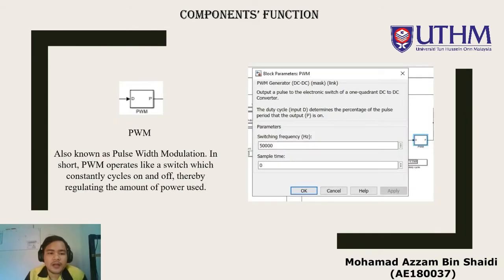Okay, now we have PWM. PWM operates like a switch. The switching frequency that has been chosen is 50 kHz. This value will determine the inductive and capacitive load in the buck converter. When we set the switching frequency to 50 kHz, the RLC load must be of lower value because we want to make sure the system is light and low cost.